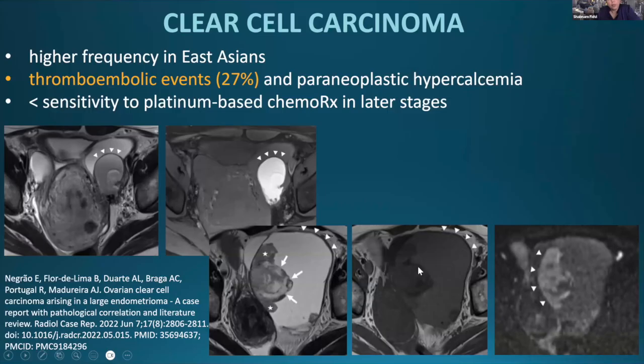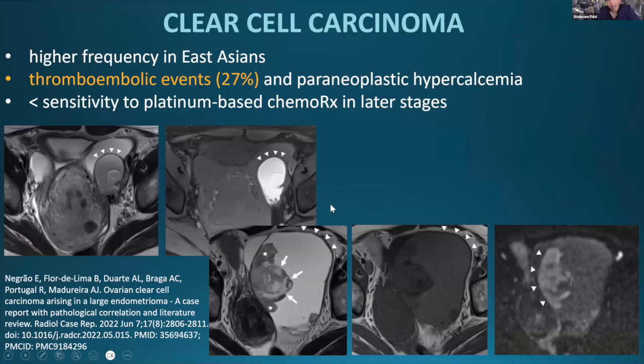Clear cell carcinomas are important in that they tend to occur more frequently in East Asian women. In 27% of patients, there can actually be thromboembolic events. So the patients can present with DVTs and PEs. They can also have paraneoplastic hypocalcemia. And from the clinical standpoint for the clinicians, these are the cancers that are actually less sensitive to platinum-based chemotherapeutic agents in the later stage.